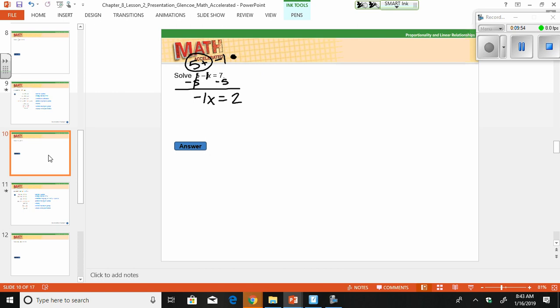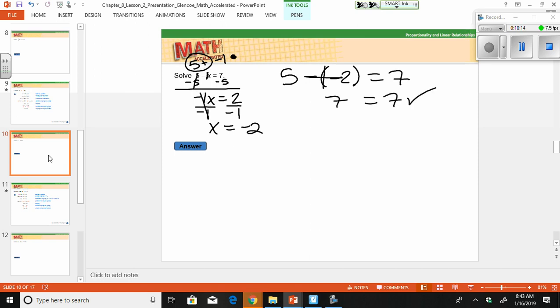Now I have negative 1 times x. The opposite of multiplying by negative 1 is to divide by a negative 1 on both sides. So I get x equals -2. I can plug that back in. So I have 5 minus -2 equals 7. Two negatives make it positive. So 5 plus 2 is 7. So 7 is equal to 7.